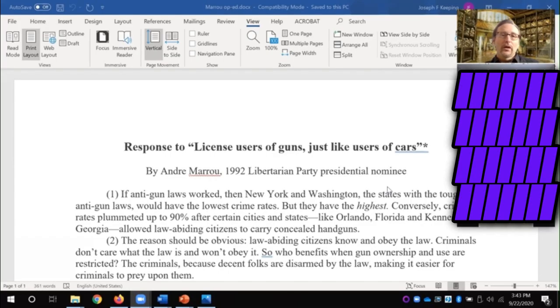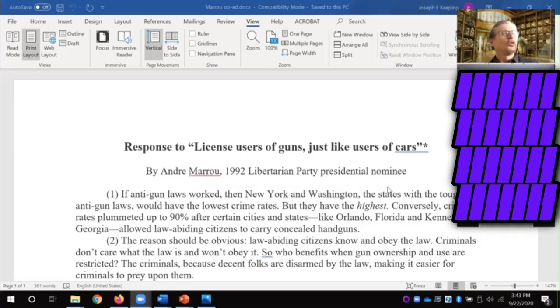Well, the text helpfully tells us that he was a 1992 Libertarian Party presidential nominee. So he was nominated to run for president by the Libertarian Party. So we're going to assume American president. We're going to assume American Libertarian Party.